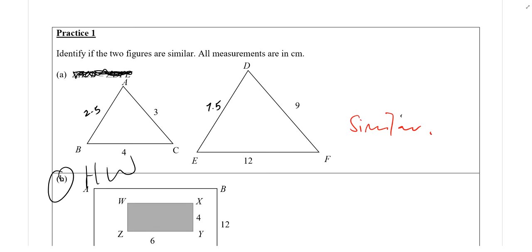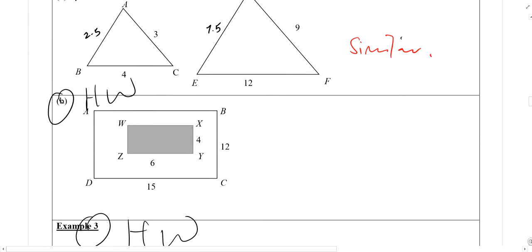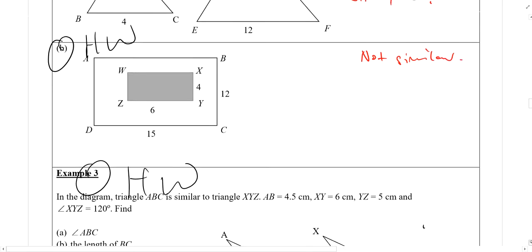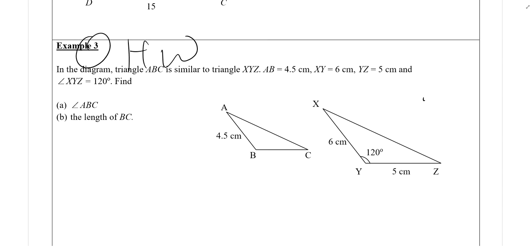Nobody. Next, part B. Are they similar? I actually gave you the answer, right? Not similar. Okay, who needs me to go through this one? To show that they are not similar. Anybody? None. Okay, moving on. Number 3 was also your homework.